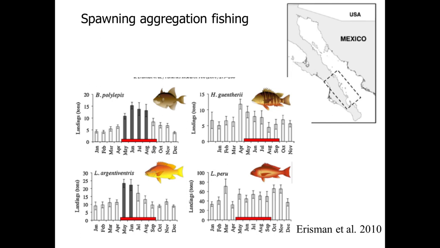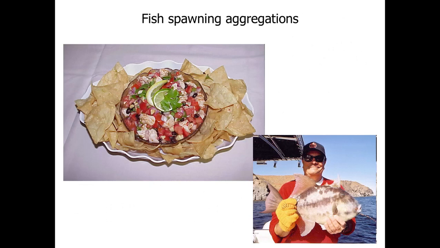And what you saw was that peaks in monthly landings and revenues for 5 of the 8 aggregating species coincided with the timing of their spawning aggregations. So they were suspecting that despite outlawing this, fishing of the spawning aggregations was still going on. And these are many of the species that we see in ceviche and other fish that we eat. So they are entering the market.